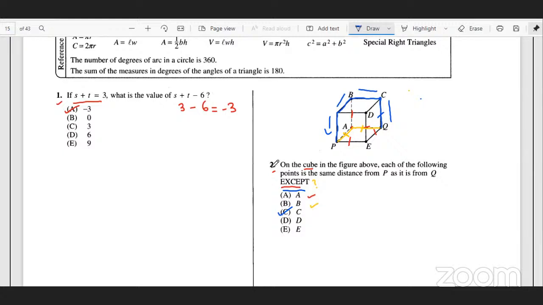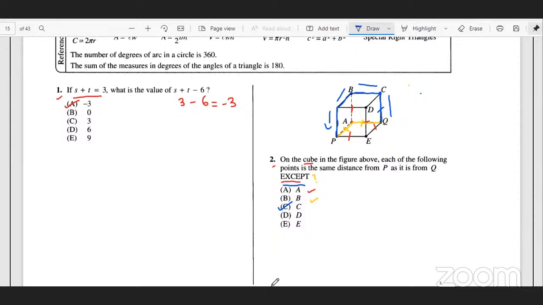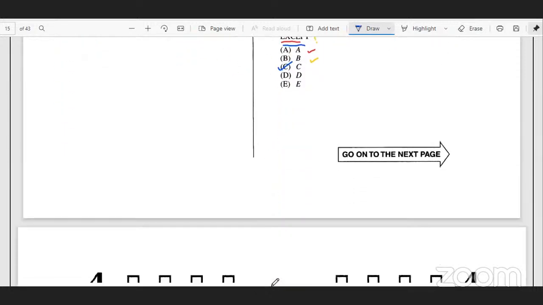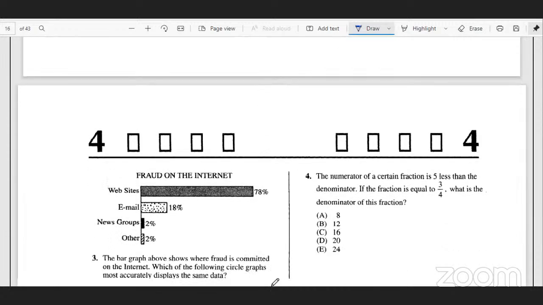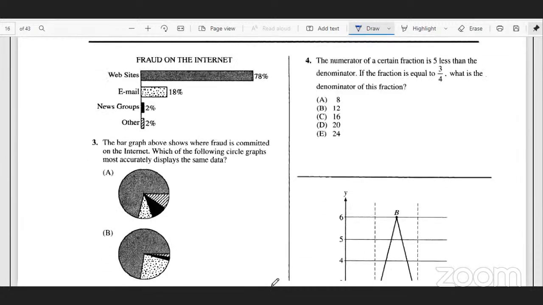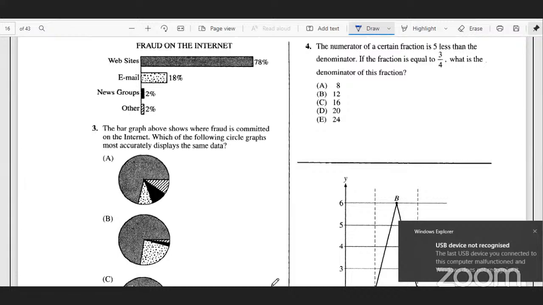Okay, now we have to discuss the third question. Okay, so here's the third question. I'll zoom out a bit.